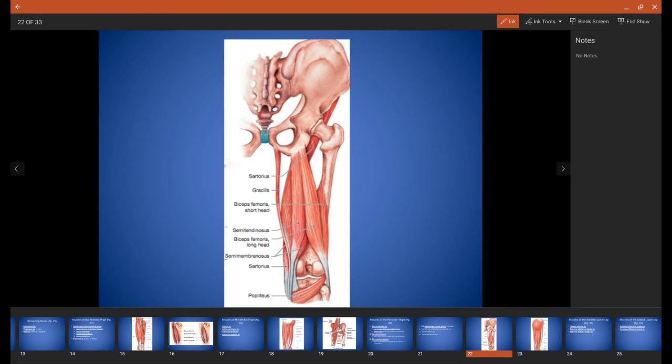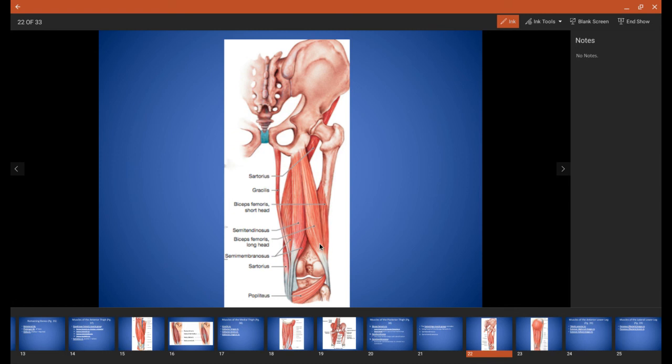We'll work on biceps femoris long head here first, and it's going to be the one that's on the lateral side here. And we just said it originates on the ischial tuberosity, but where it inserts, if we follow these fibers down, it's actually going to insert on the lateral condyle of the tibia and the head of the fibula.